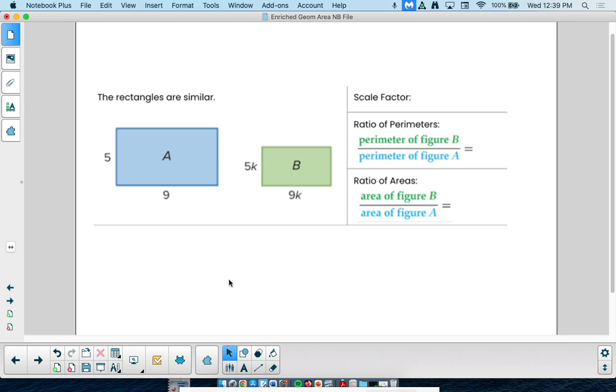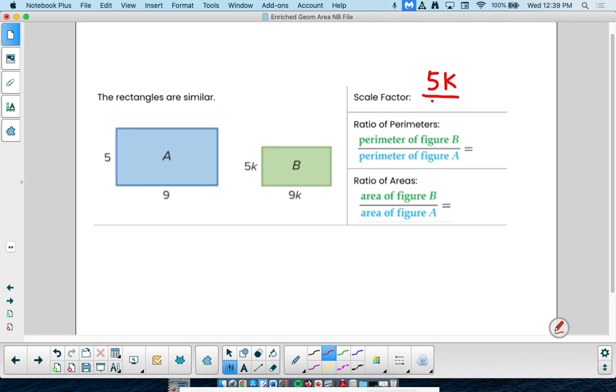So if we look here, it says what's the scale factor? Remember, that's just picking two sides that match and writing the ratio between them. So it looks like we're putting figure B first for these ones, so we'll keep the order the same. So if I pick a side on figure B, which one do you guys want to use? 5K? Okay, so we're at 5K over. Now what does 5K match on the other figure?